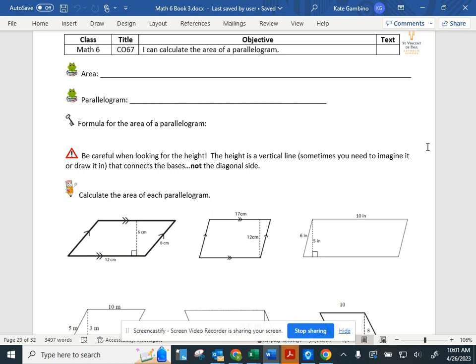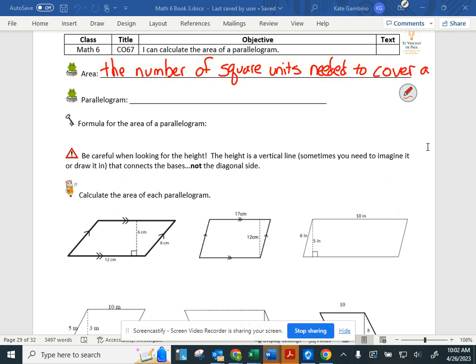So this is going to be a little different, similar but different than the rectangle. So the area is still the number of square units needed to cover a figure, but our shape is going to look a little different. This time our shape is a parallelogram.